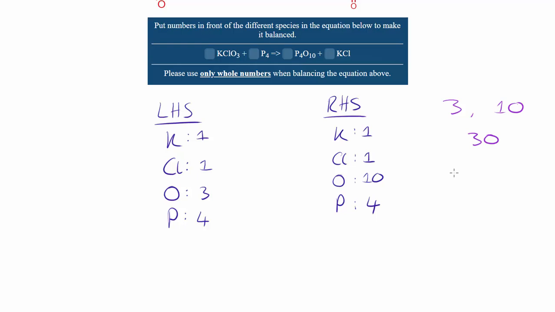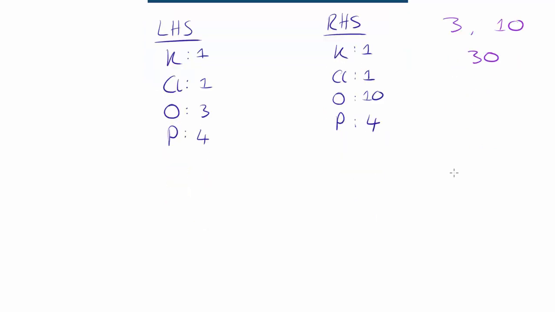The way of doing that would be, on the left-hand side, to multiply the oxygen by 10, which is basically by putting a 10 in front of the KClO₃. On the right-hand side, I'm going to multiply the oxygens by 3, which is by putting a 3 in front of the P₄O₁₀, okay? And by doing that, both of them would reach 30 in terms of the oxygen. But because it's mixed with other elements, there are going to be some other consequences.